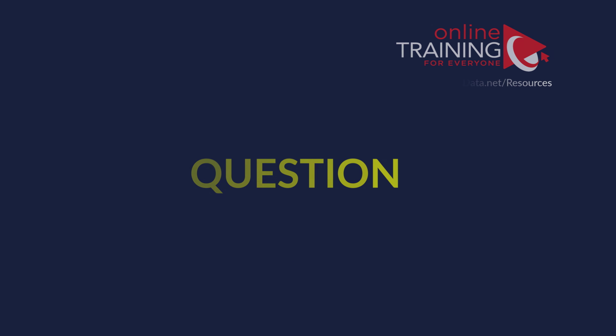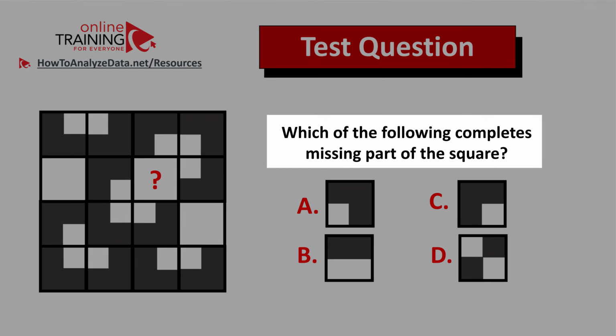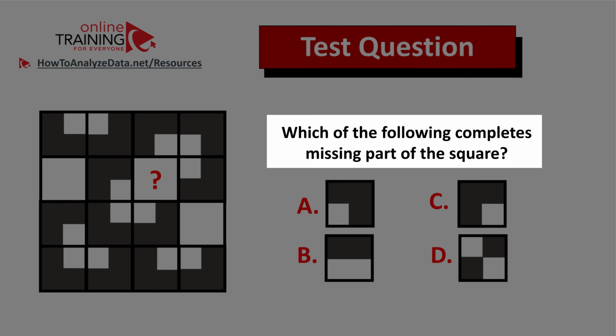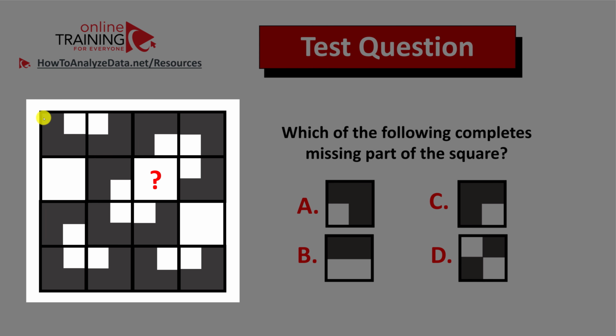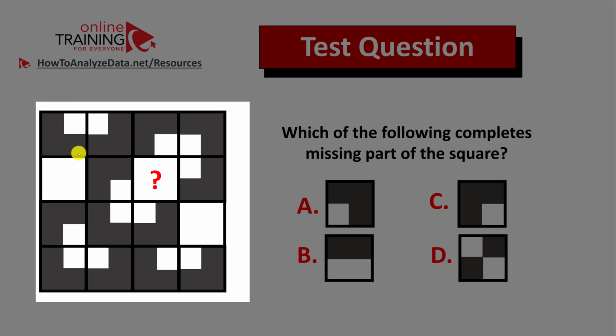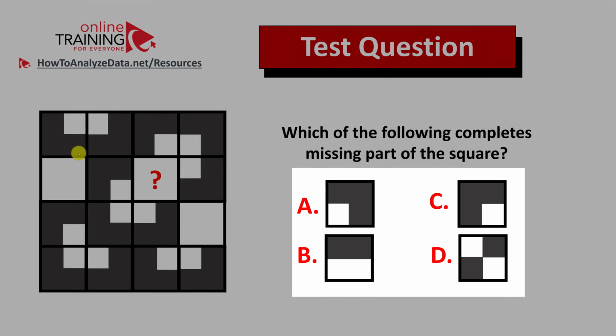Let me share with you a tricky question which tests your pattern recognition and visual reasoning skills. Which of the following completes the missing parts of the square? And you're presented with the 4x4 square, which contains different smaller squares inside, and 4 possible choices. Choice A, B, C, and D. Do you recognize the pattern?